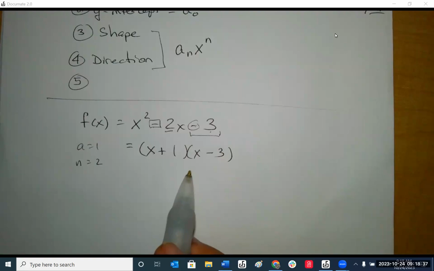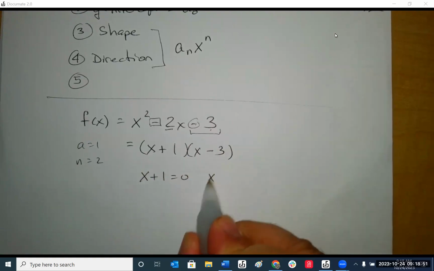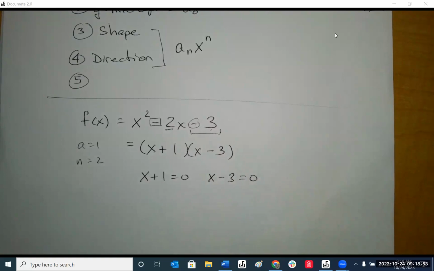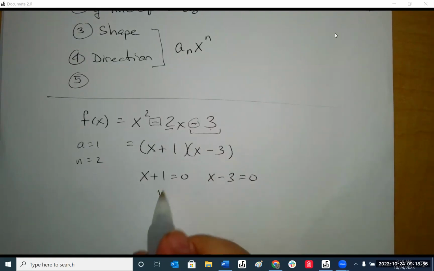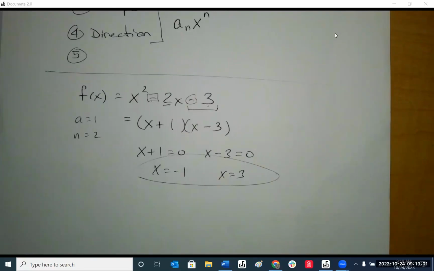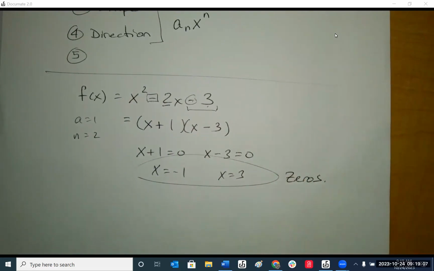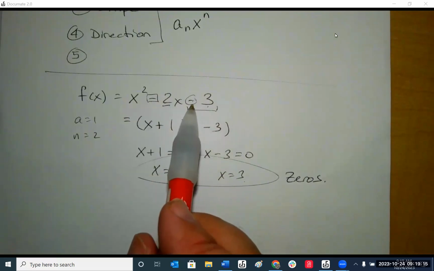Then from here, what do we do? Once we factor them, once we get them down to what are called linear binomial terms, we set them equal to 0, because we're looking for the x-intercepts. So x is equal to -1 and x equals 3. Those are my x-intercepts. Actually, those are my zeros. Why are they called zeros? If I place these numbers back in the equation, it'll equal 0.